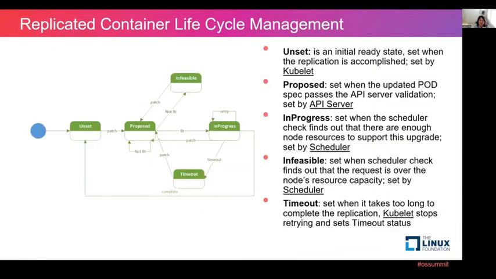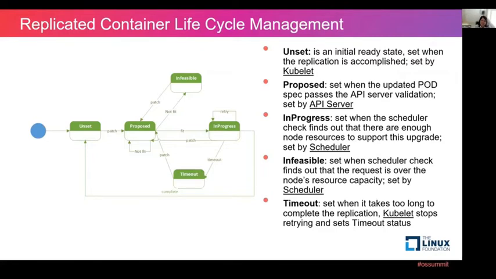As well as the pod spec changes, we also defined a set of states to manage the life cycle of the replicated containers. There are 5 states. The first is the unset state. Unset state is a ready state before the replication. The replication state will also be set to unset when the replication is completed.